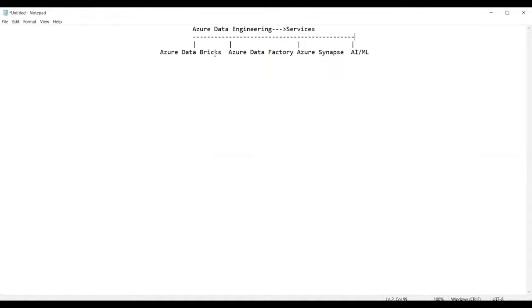Now guys, what is Azure Databricks used for, and what is the purpose of it? This service called Azure Databricks is provided by Microsoft to perform the job of ETL. So what is this ETL? ETL stands for extraction, transformation, and loading. Azure Databricks is a service provided by Microsoft within Azure Data Engineering for the purpose of extraction, transformation, and loading.